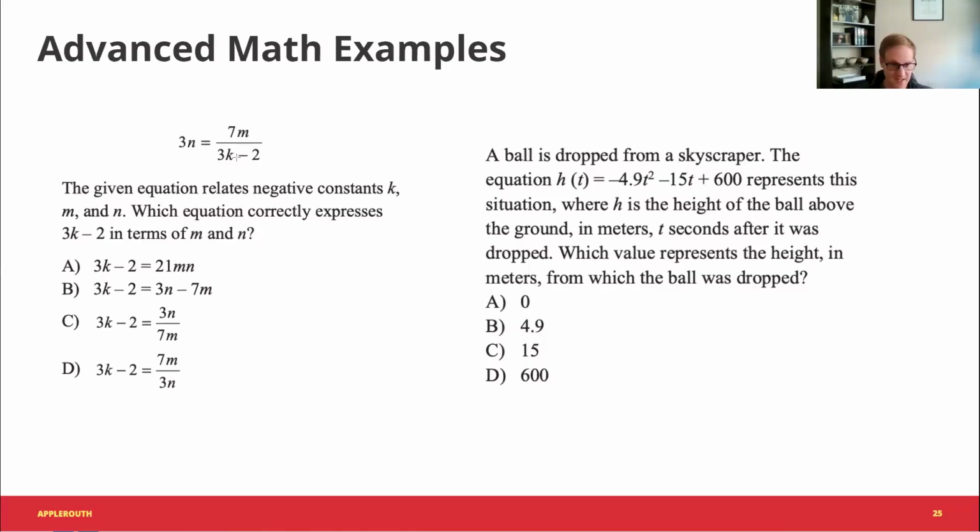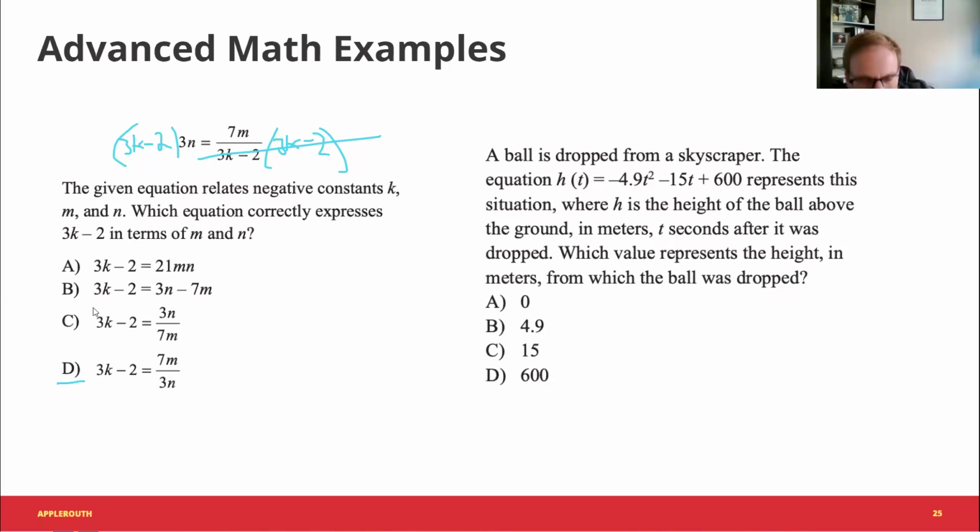Multiply both sides by the denominator, so that cancels there, right? Because we did 3k minus 2 on both sides, and then once you have 3k minus 2 times 3n equals 7m, you can just divide by the 3n to get rid of it. We let it land right there.